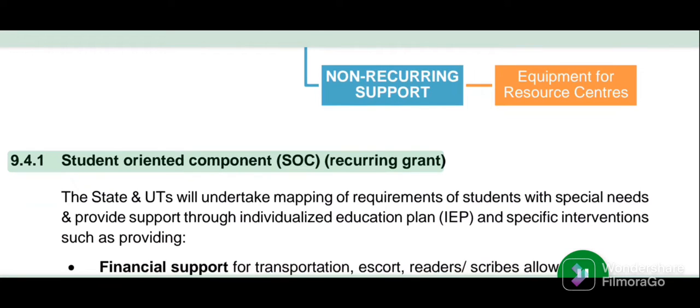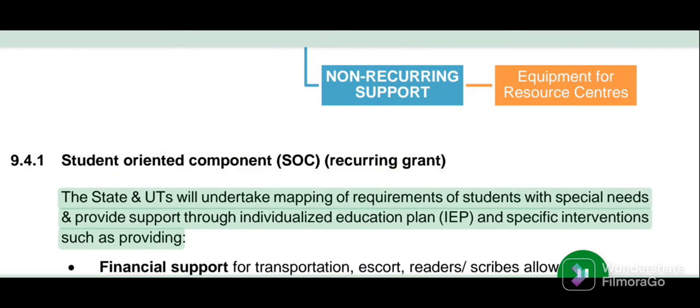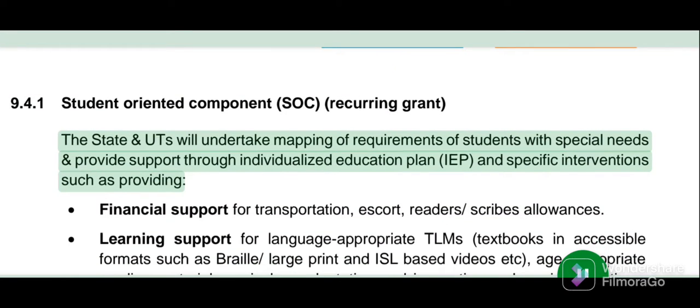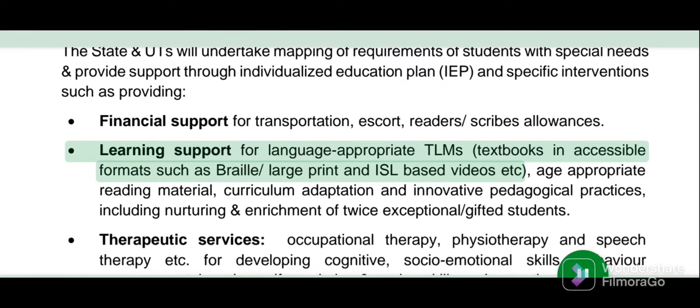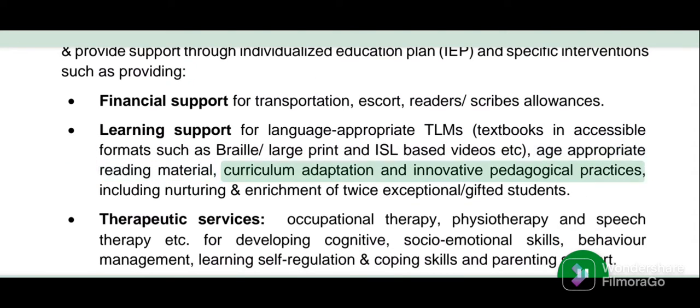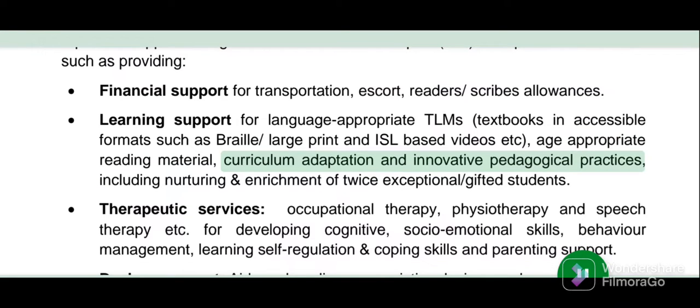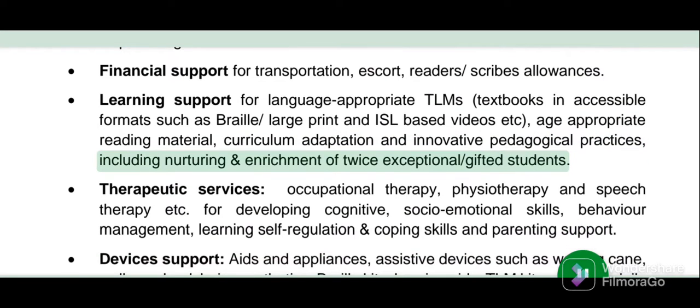9.4.1 Student-Oriented Component (SOC) Recurring Grant. The states and UTs will undertake mapping of requirements of students with special needs and provide support through Individualized Education Plan (IEP) and specific interventions such as providing financial support for transportation, escort, readers, scribes allowances. Learning support for language-appropriate TLMs, textbooks in accessible formats such as Braille, large print and ISL-based videos etc. Age-appropriate reading material, curriculum adaptation and innovative pedagogical practices, including nurturing and enrichment of twice exceptional gifted students.